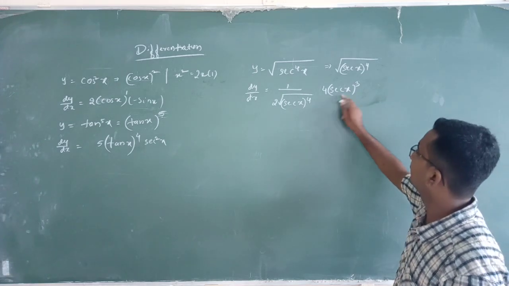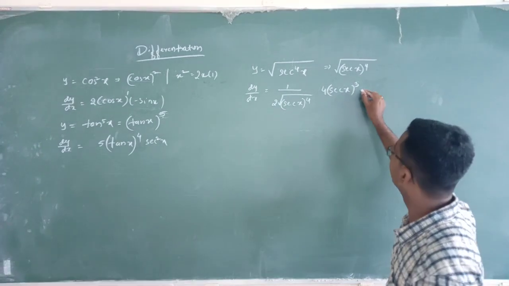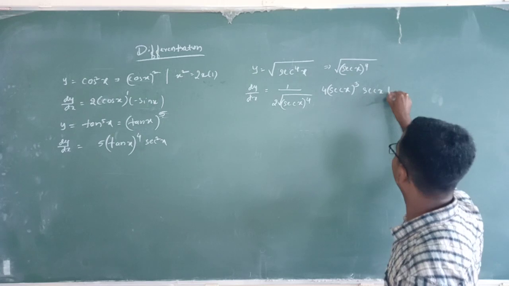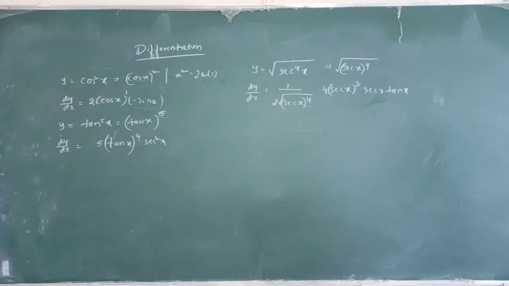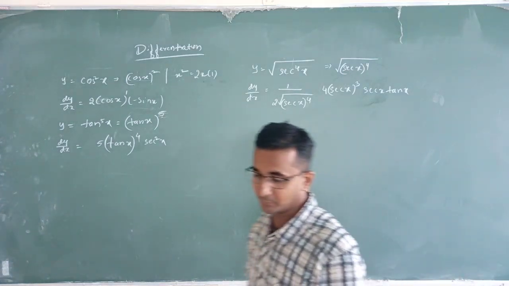Then differentiation of sec x is very good. That is sec x into tan x. You should have to answer that: sec x into tan x. Very nice. Then one more example.